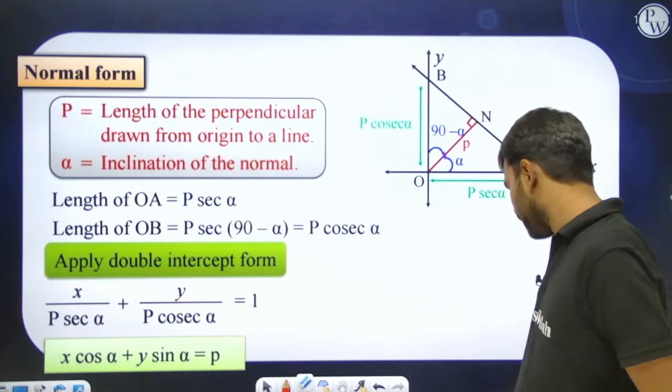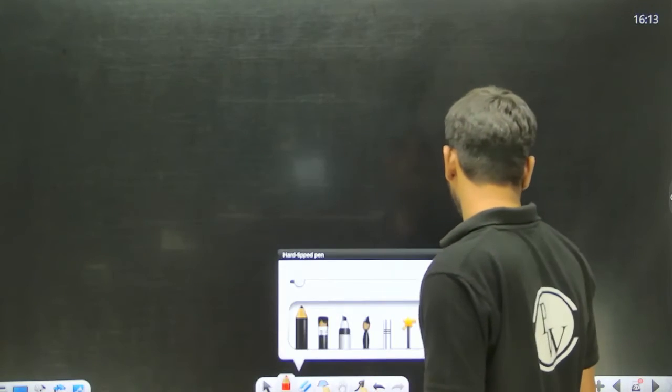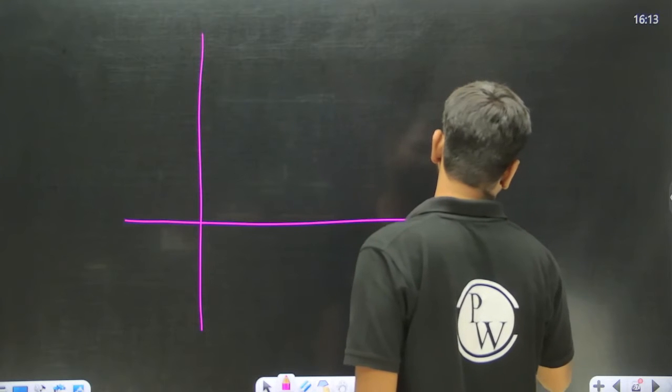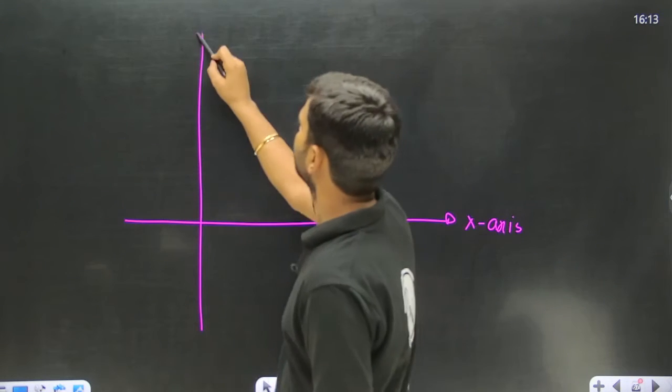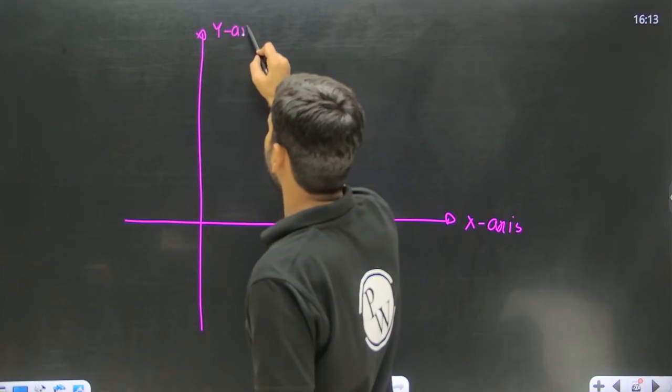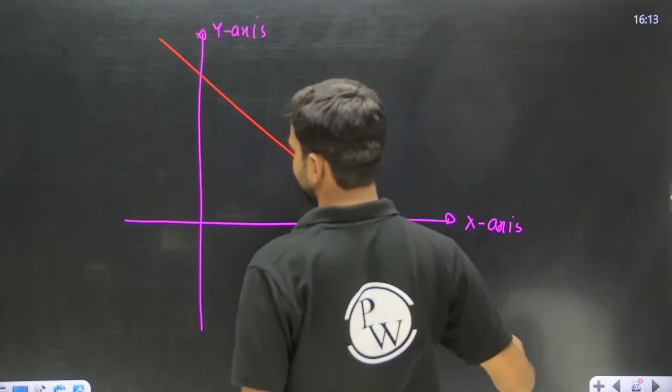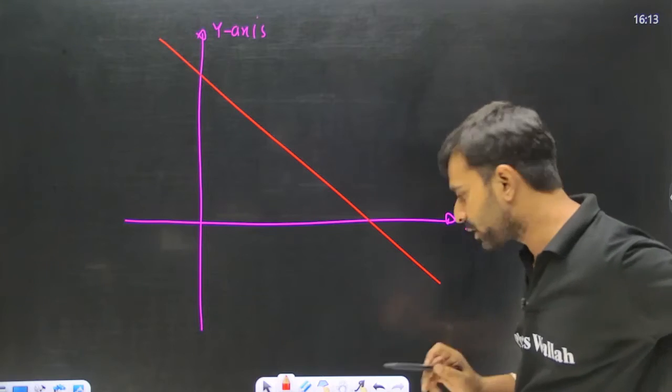Okay, normal form. One more form, normal form. Let me talk about this. Normal form of a straight line. Let's say this is my y-axis, this is my x-axis, and I want to write down a line like this. A line is drawn like this, and I want to write down its equation.